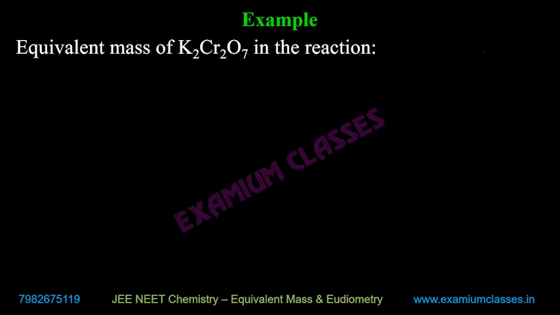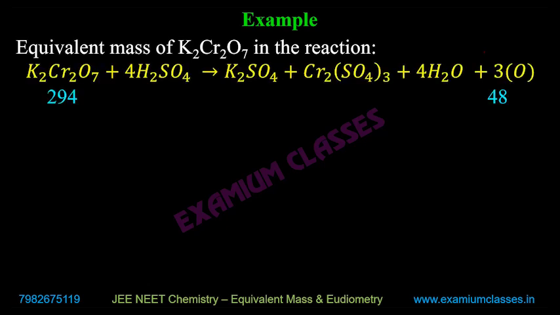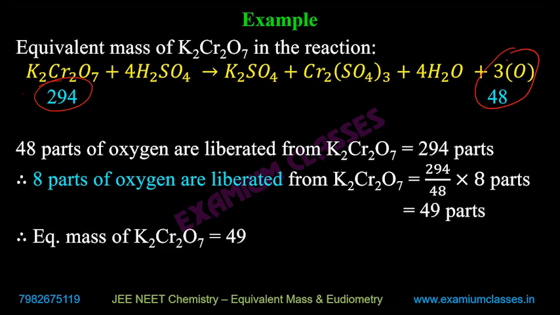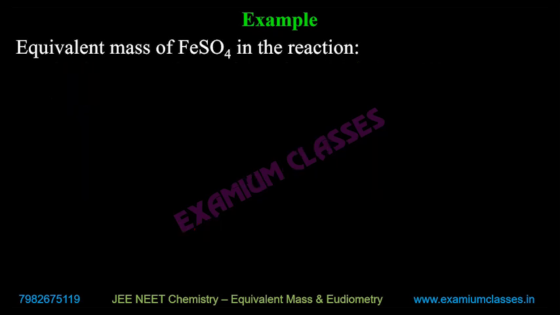Next one, to calculate the equivalent mass of K2Cr2O7 in this equation. Again, the same thing. 48 parts of oxygen are liberated by 294 parts by mass of K2Cr2O7, potassium dichromate. So 8 parts will be liberated by how much? That will be the equivalent mass of potassium dichromate in this reaction. Is this clear? Any problem? Let me know. Good.